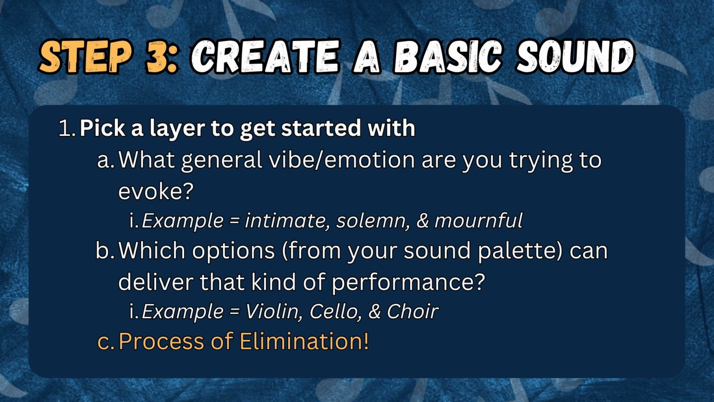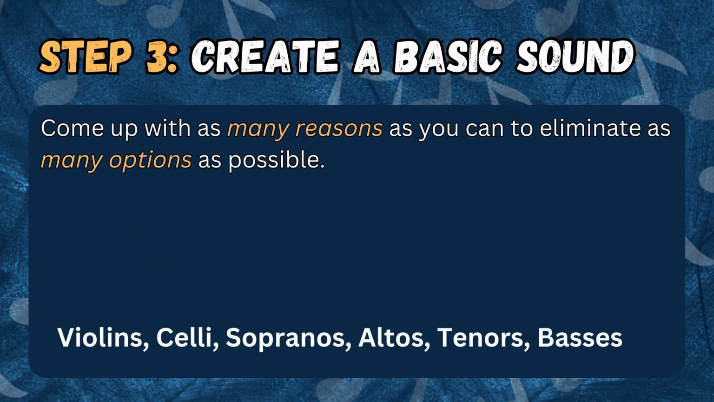From there, it's just a simple matter of working through the process of elimination. I'll take a closer look at the specific melody that I've written, and I'm going to remove any instruments from my list that can't play this specific part and deliver the kind of emotional performance that I want. Sometimes the range isn't a good fit, or maybe the dynamics are less than ideal, or maybe one of the instruments just isn't agile enough to play the part. It really doesn't matter. Just come up with as many reasons as you can to eliminate as many options as possible until you're left with just a few finalists.